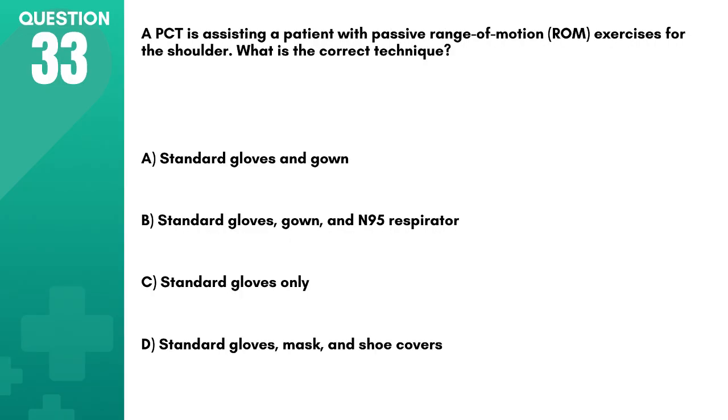Question 33. A PCT is assisting a patient with passive range of motion, ROM, exercises for the shoulder. What is the correct technique? A. Move the patient's arm quickly through its full range. B. Support the limb being exercised, moving it smoothly at the joint. C. Ask the patient to actively move their arm as much as possible. D. Perform the exercise only if the patient requests it.